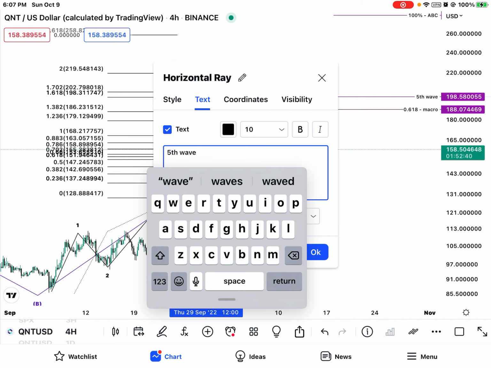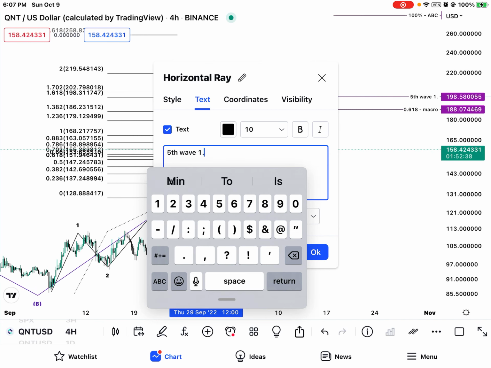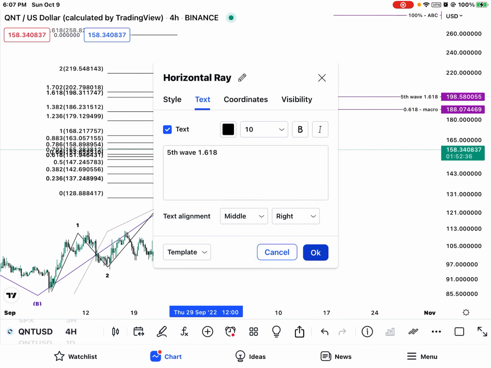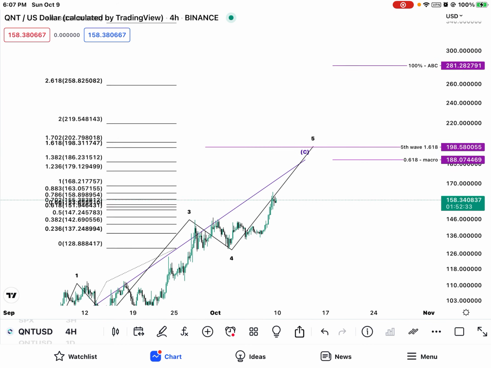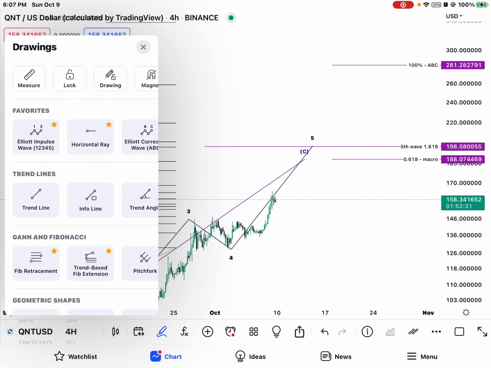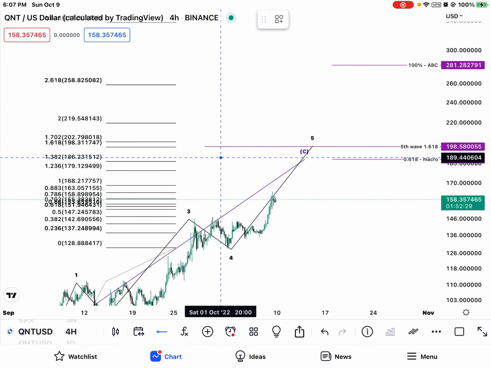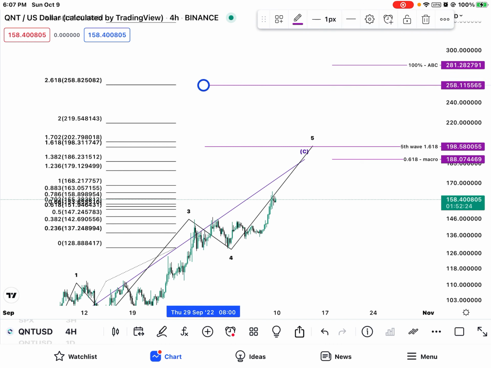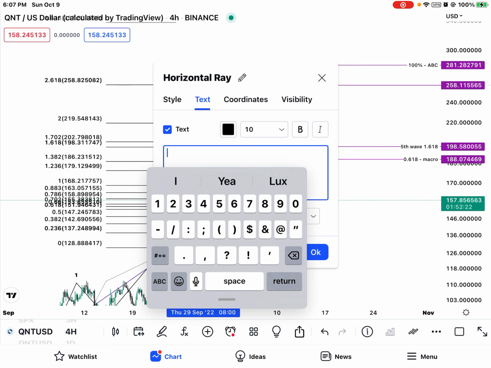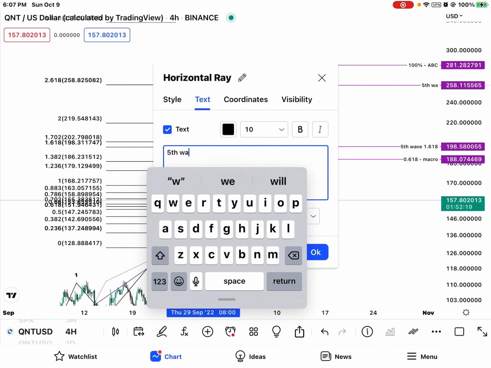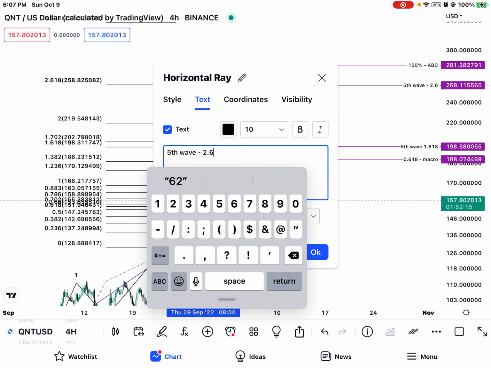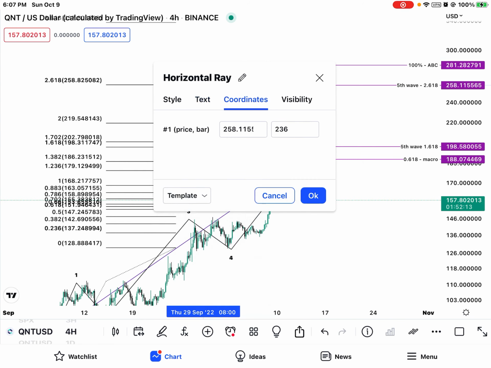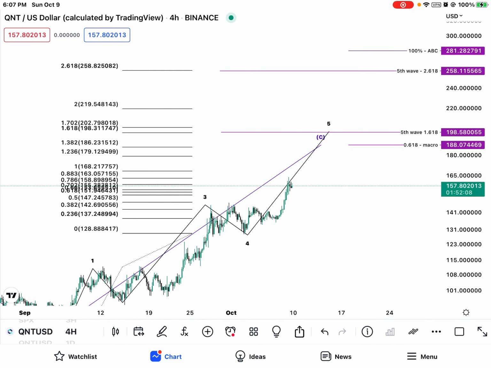Fifth wave, 1.618. Okay. Now we can't forget about how our fifth waves can also be extended. So maybe you can hit the 2.618 as well. This would be our fifth wave, and we can label it our 2.618. Okay.